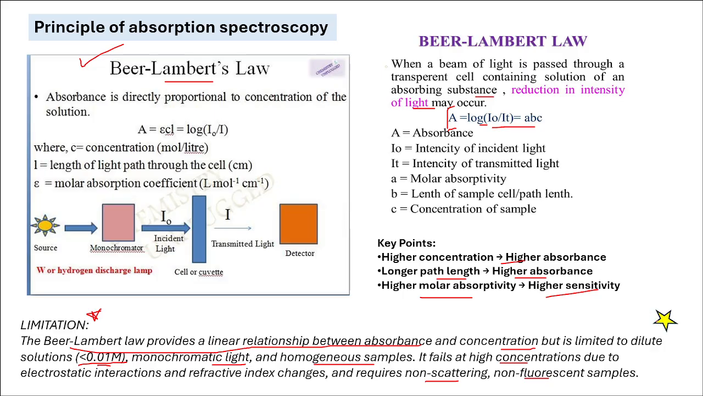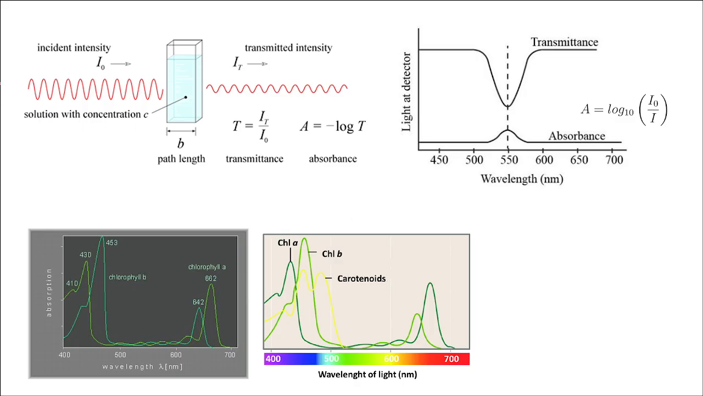This is the star point, I would say. Always remember the limitation of all the laws, all the methodologies that we are studying. Now, this is the incident light, transmitted light. Based on the transmittance that is detected by the detector, that is being correlated to work out this absorbance formula, to calculate the absorbance.